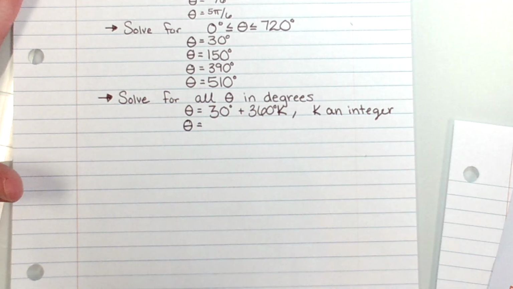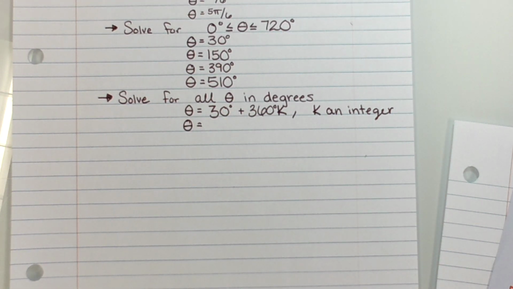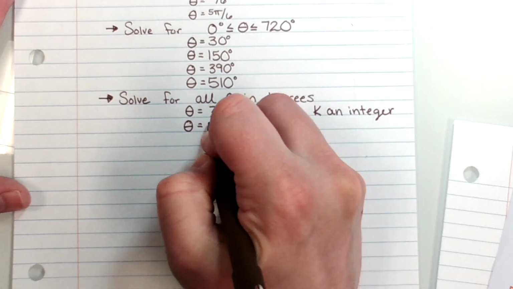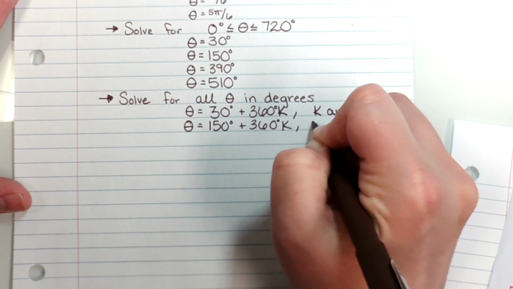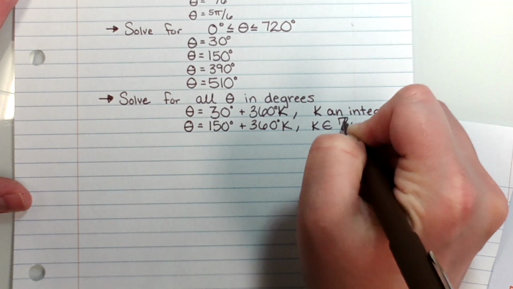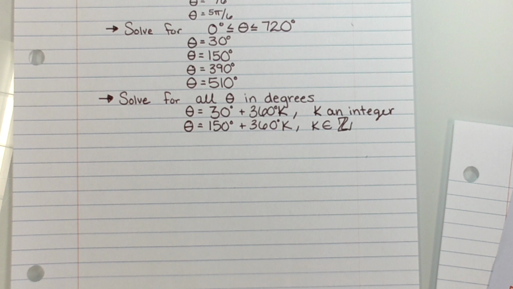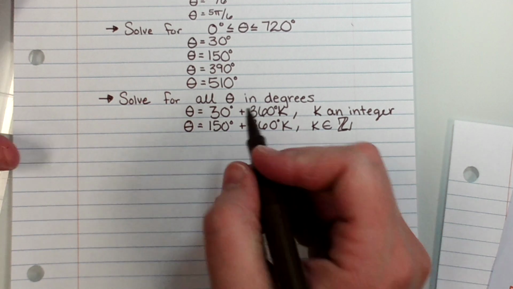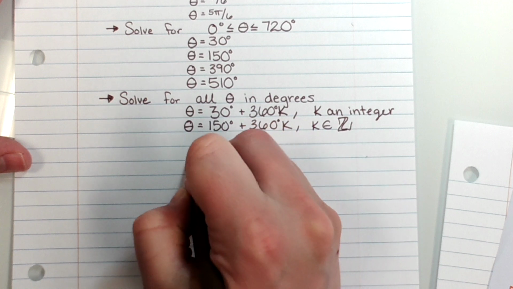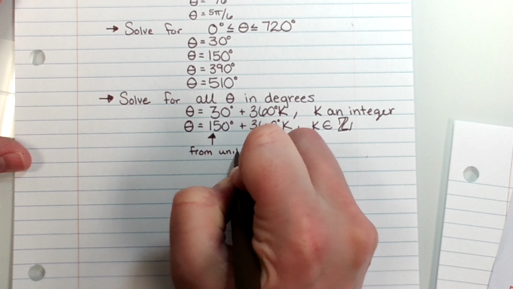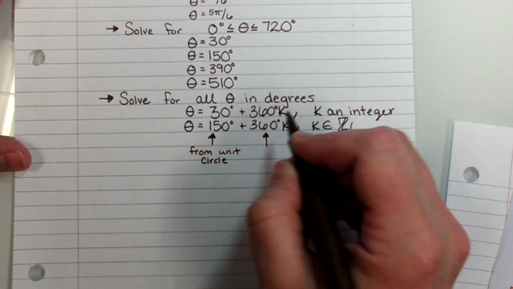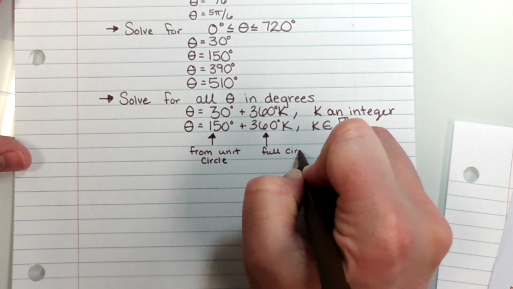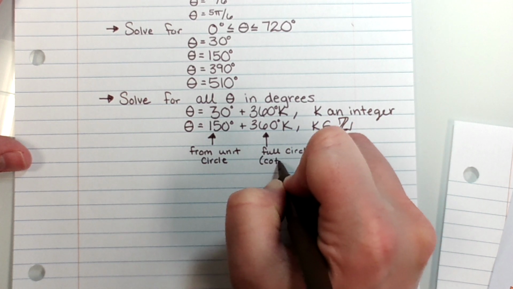Now that's half of all of my answers. That's half of infinity. The other half of infinity goes with the 150 degree angle. This will get me all of my angles. These first numbers come from the unit circle. The second number is that full circle idea to get the coterminals.